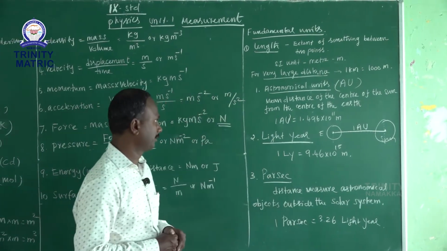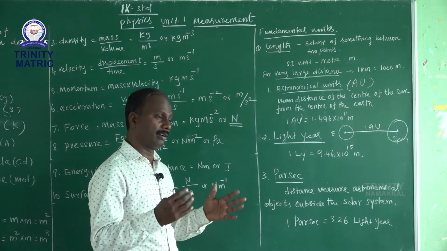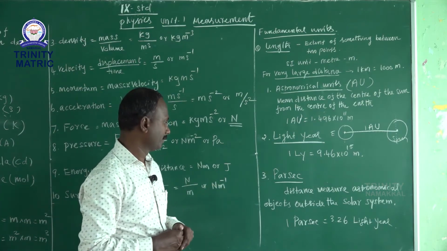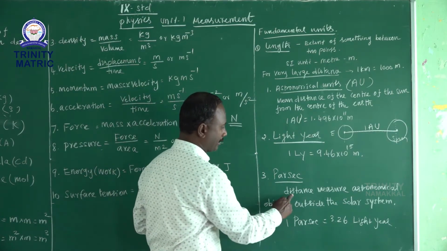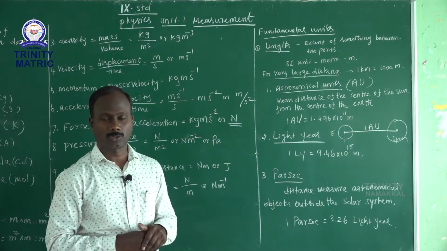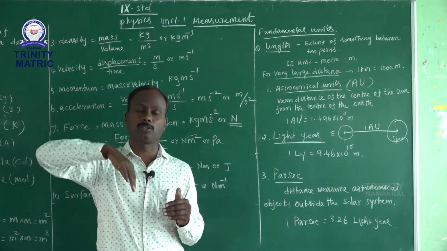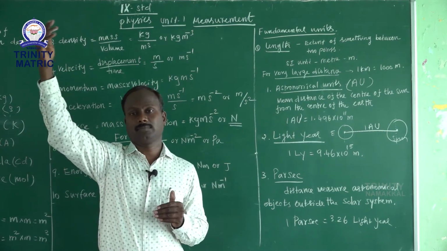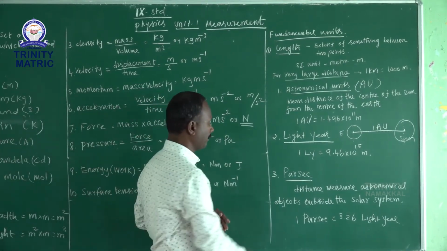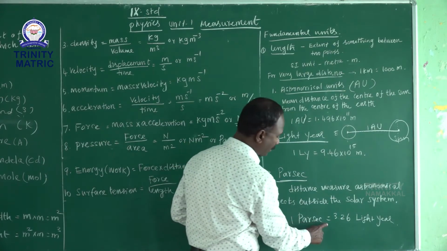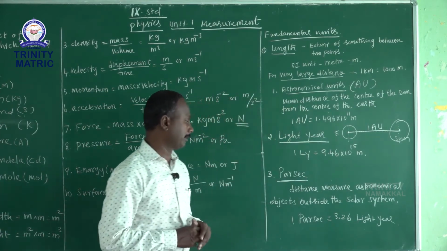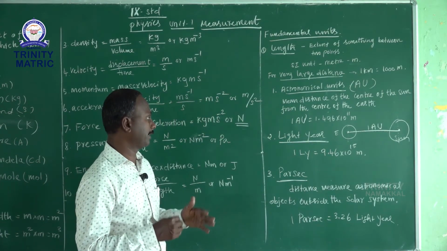After that, to measure very large distances outside the solar system, we use the parsec, the unit for distances to astronomical objects outside the solar system. The 1 parsec is equal to 3.26 light year.